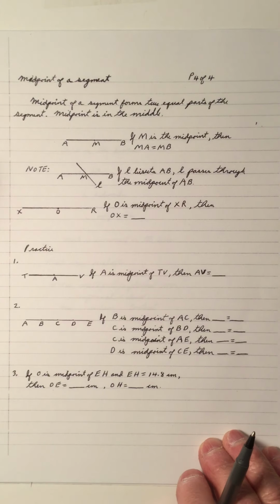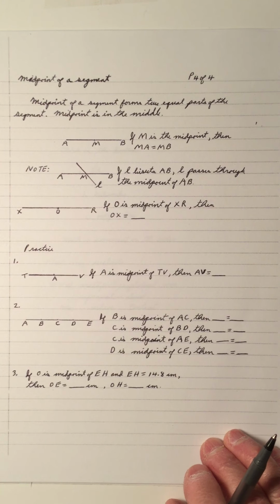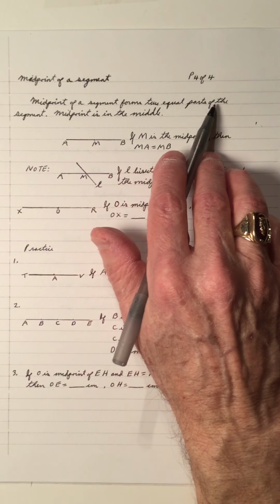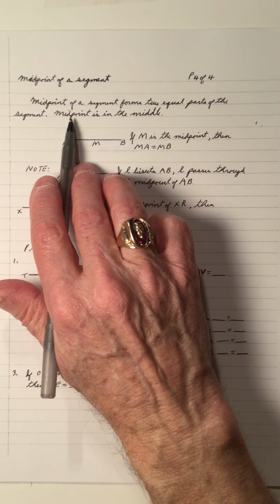Okay, let's go on to another concept used in geometry called midpoint of a segment. A midpoint of a segment forms 2 equal parts of the segment. Midpoint is in the middle.